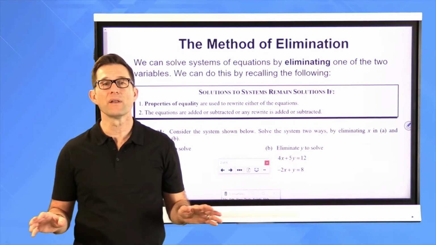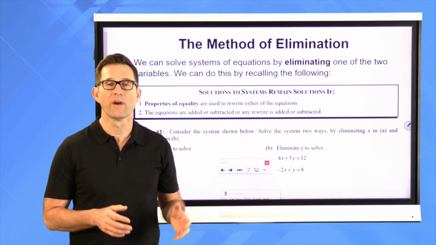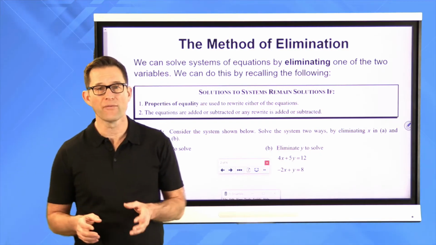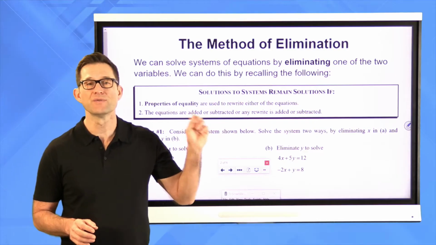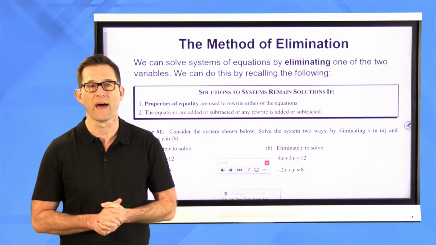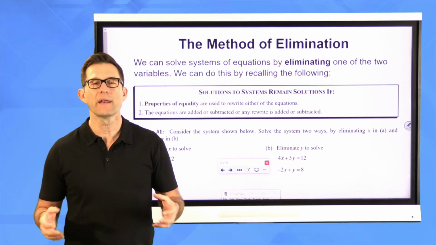Now, with the method of elimination, we can solve systems by eliminating one of the two variables. And we can do this often by remembering a couple things about the solutions to systems of equations. Solutions to systems remain solutions if, one, properties of equality are used to rewrite either of the equations, and two, the equations are added or subtracted, or any rewrite is added or subtracted. All right, so let's get into that.